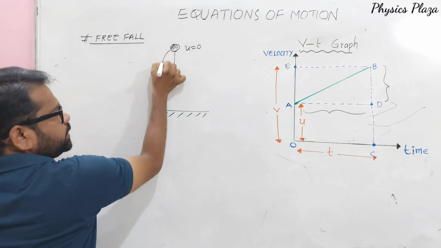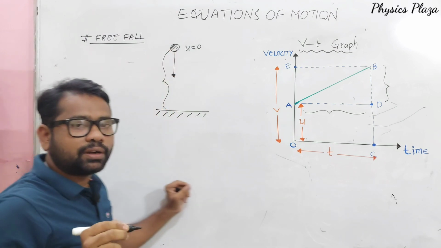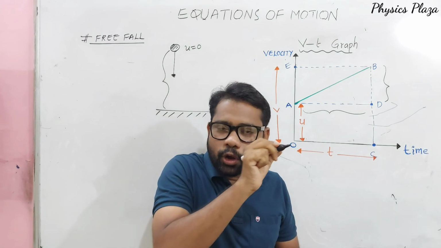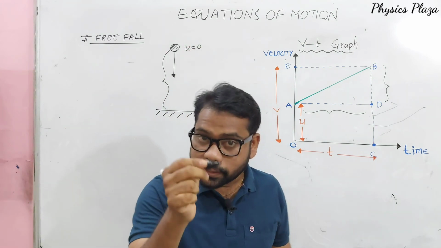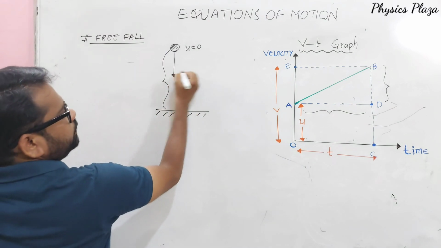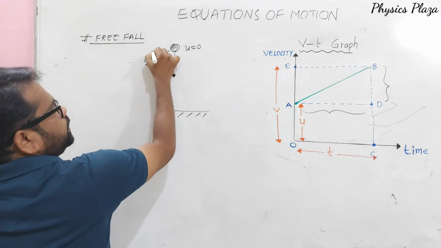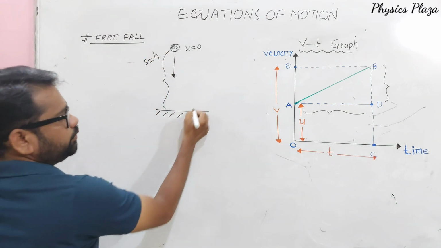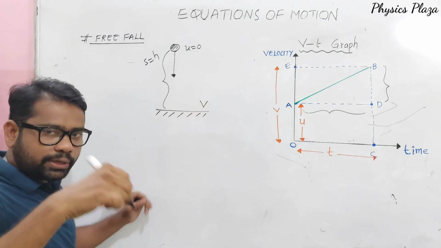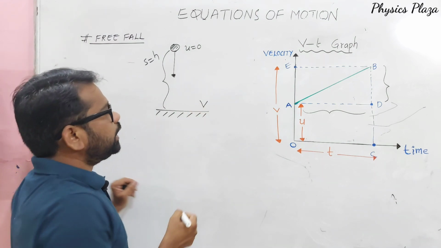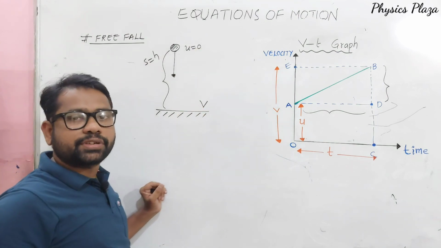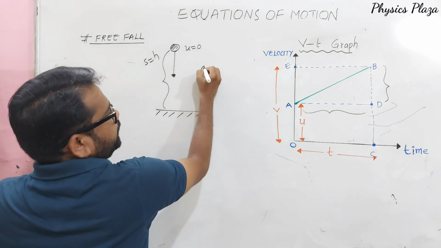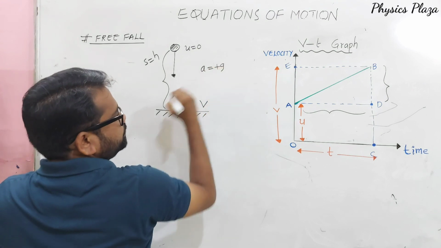And here, let there be a distance travelled. The horizontal distance we can take as s, whereas the vertical distance we can take as h. So here we take the vertical distance s is equal to h, and its final velocity before it hits the ground is v. And children, as the body is going in the direction of the gravitational force, we can take a as plus g.